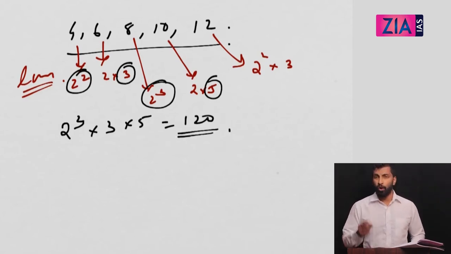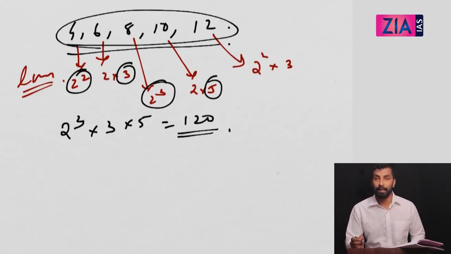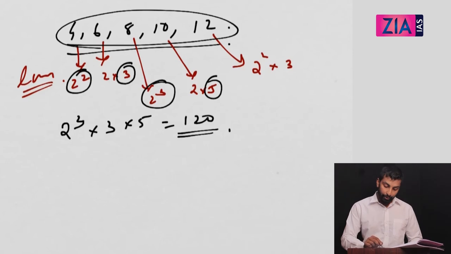What does this mean? 120 is the smallest number which is divisible by all these numbers. But what is asked? Not the smallest number, but the highest number with a limit. The limit is 2000. Less than 2000, what is the highest number? Otherwise, if 120 is divisible, 240 will be divisible.